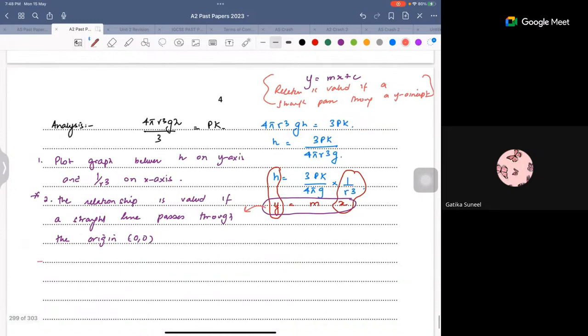Then the third thing, obviously, he asked us to find the value of k, right? This k. So we know that from comparison, the gradient is equal to 3 p k over 4 pi g. So make k the subject. So k will be equal to gradient times 4 pi g divided by 3 p. And that would give you the 3 marks. Those are required for making the correct analysis. So analysis, you should never lose it.